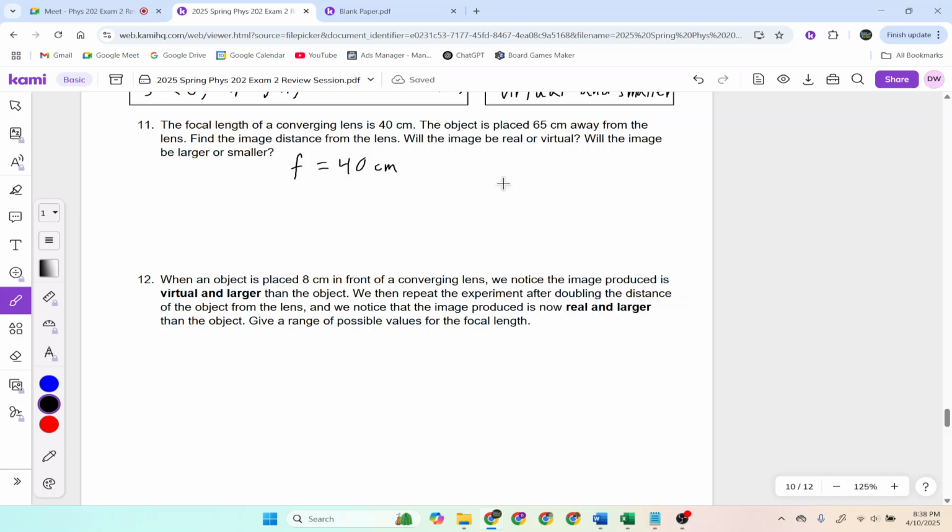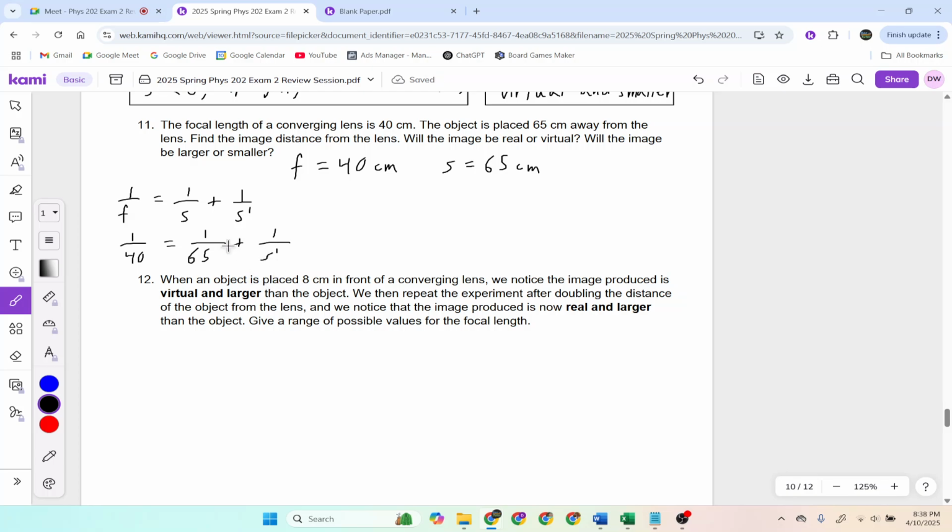F is 40 centimeters. The object is placed 65 centimeters away from the lens, so S equals 65. Find the image distance from the lens. Will the image be real or virtual? Will the image be larger or smaller? This is very straightforward. I'm just going to plug in my equation: 1 over F equals 1 over S plus 1 over S prime. So that's 1 over 40 equals 1 over 65 plus 1 over S prime.